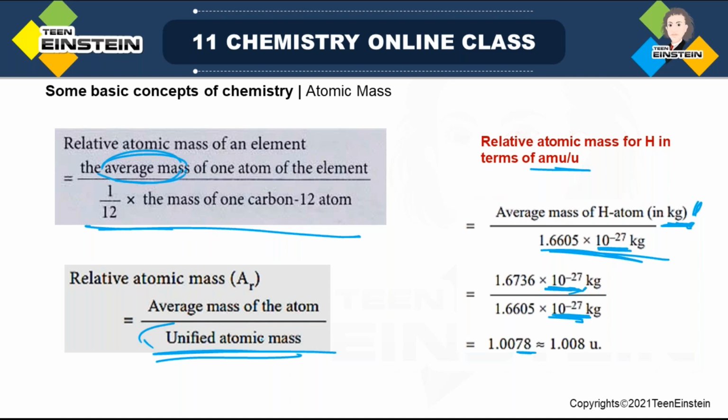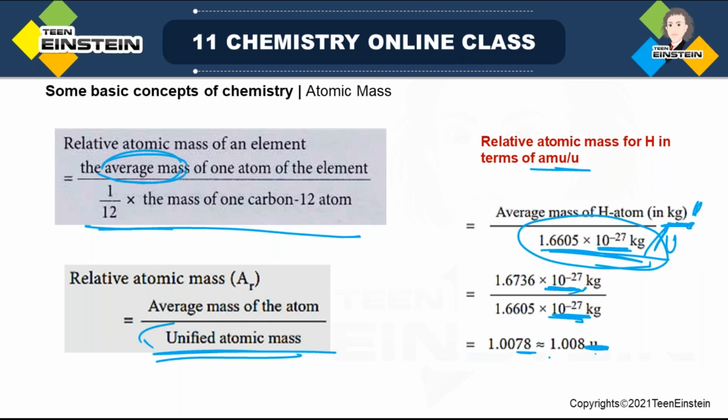And if you consider this unified atomic mass, that is this denominator, you can also write it as kg per u. So if you are expressing it in that way, kg per u, then you can write it as u. But if you are simply writing kg and kg also in the denominator, it will be cancelled and there will be no unit. So 1.008, that is actually the relative atomic mass of hydrogen.